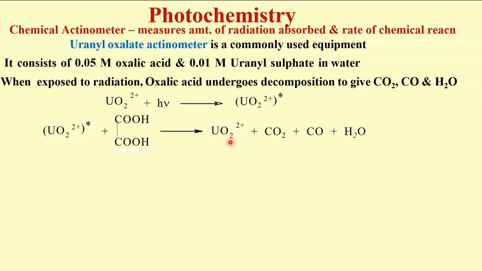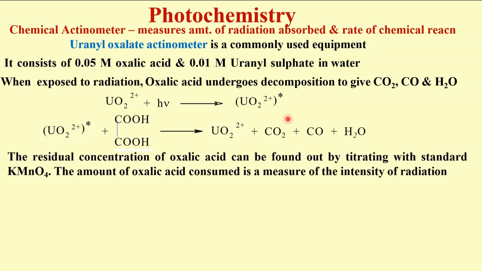The excess oxalic acid which has not been converted, if we measure the amount of oxalic acid present, then it gives the amount of radiation absorbed by the oxalic acid. The residual concentration of oxalic acid can be found out by titrating with standard potassium permanganate solution. The amount of oxalic acid consumed in the reaction is the measure of the intensity of radiation.